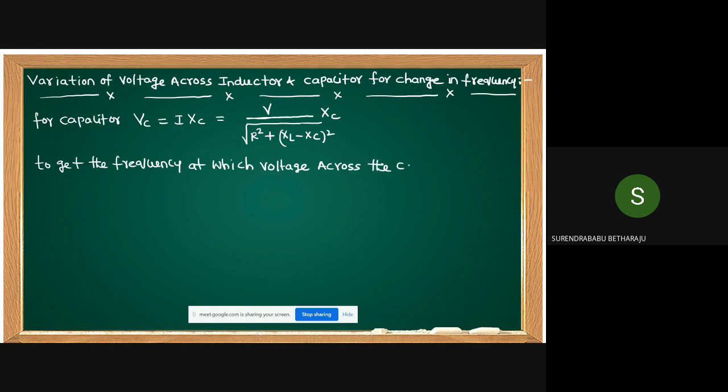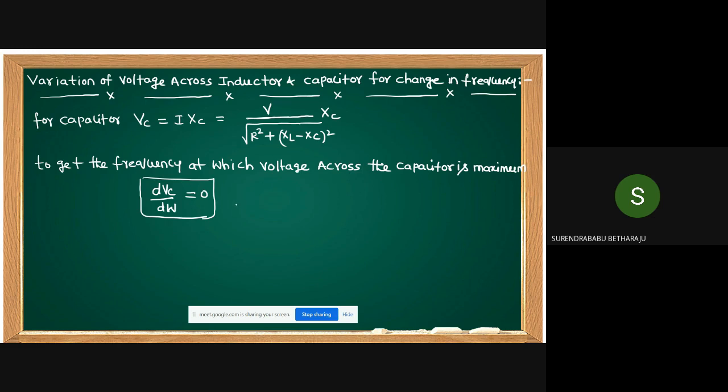Across the capacitor is maximum. What can you do to get the frequency at which the voltage across the capacitor is maximum? We can differentiate this equation, dVc by d omega, and equate to 0. Differentiate that relation with respect to omega and equate to 0.